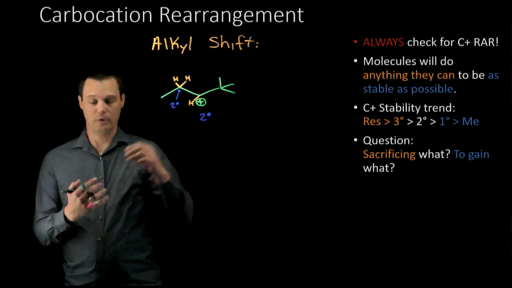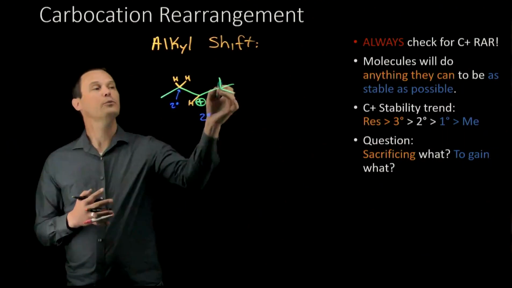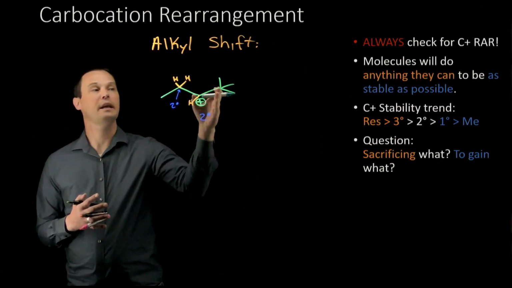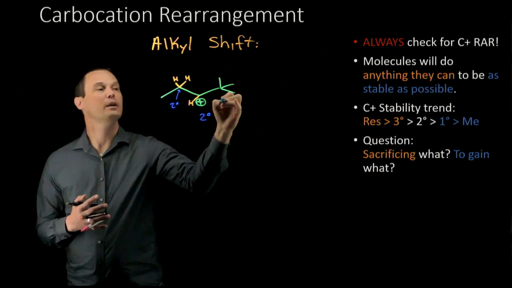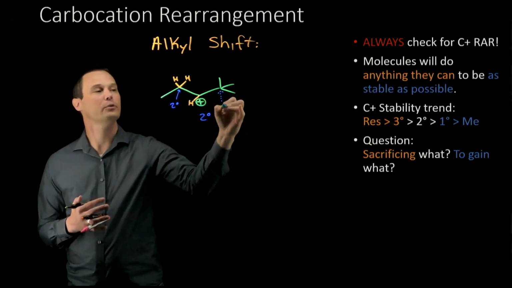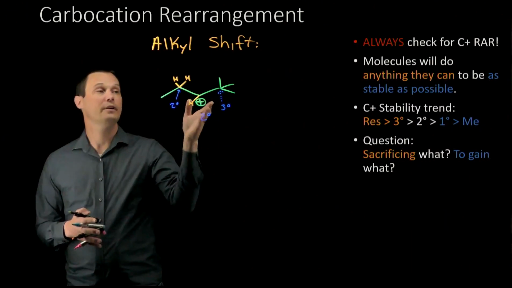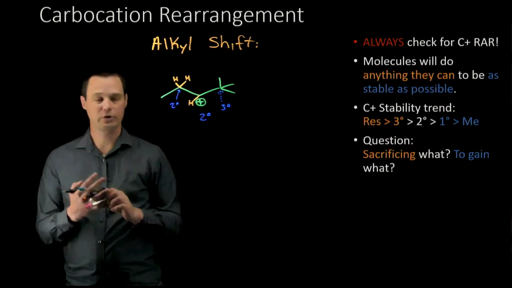If we look over on the right side of the molecule, if we move one of these methyl groups over, we'd be sacrificing the secondary carbocation to gain, after the methyl group moves over, a new tertiary carbocation. It's not tertiary right now, but it would be tertiary after the rearrangement. And tertiary is more stable than secondary.